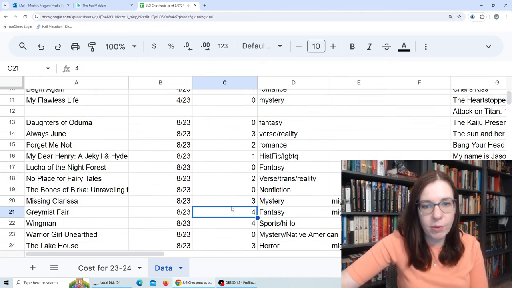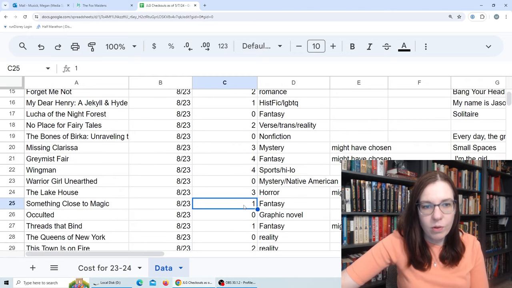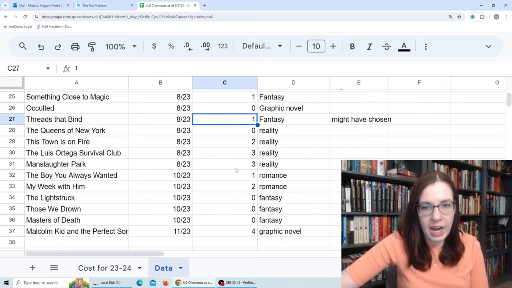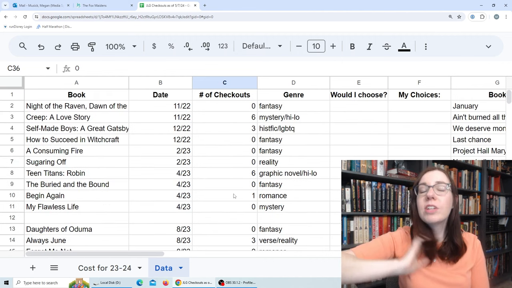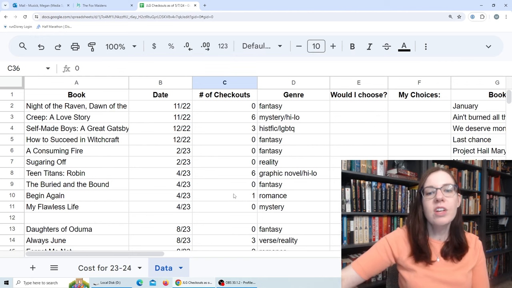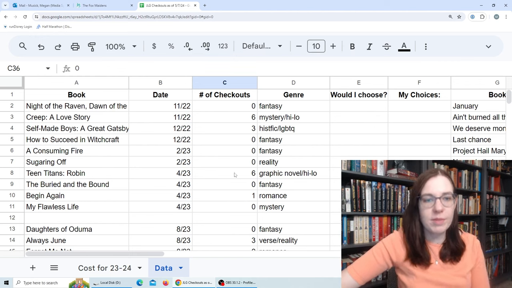This fantasy did have four because I promoted it. One, one. Zero, zero, zero. Fantasy is not getting checked out in my library right now. It's not just the Junior Library Guild books, it's kind of in general. So I know that's a category I don't really need to subscribe to.